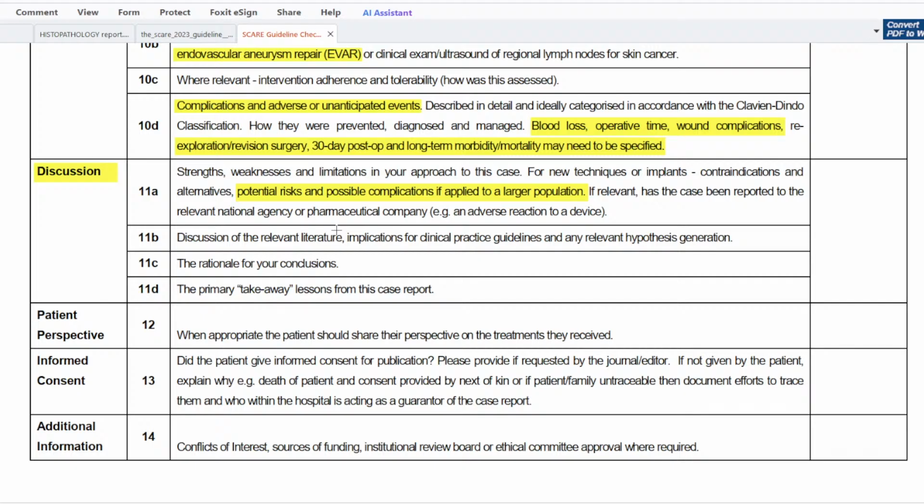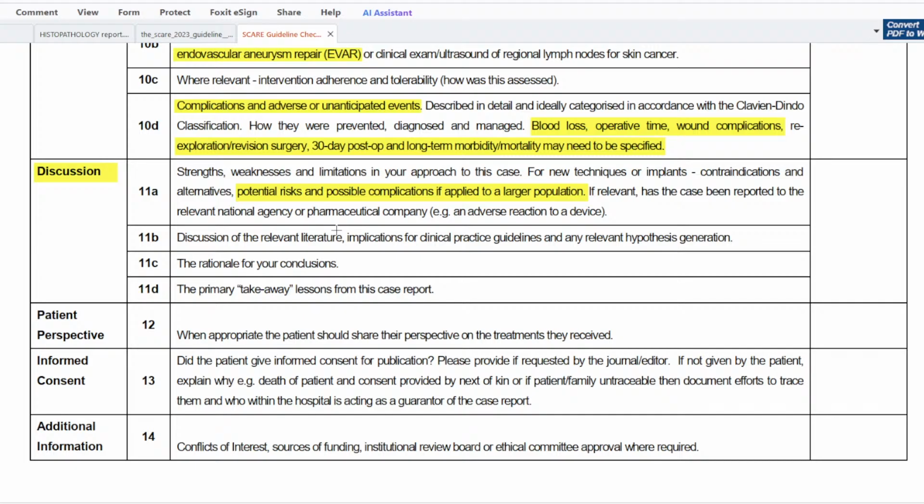Informed consent. If the patient is not giving consent, consent provided by next of kin or if patient family is acceptable, then document efforts to trace them and who within the hospital is acting as the guarantor of the case report.